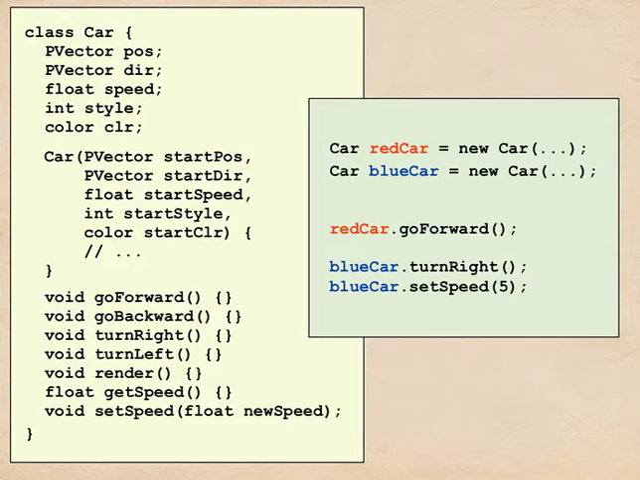Well, this works fine if we want 2 cars, but if we want 1,000 cars, we certainly don't want to be typing all of this stuff. We want to create an array. It turns out that we make an array of objects just like we make an array of anything else. There's really no difference. So let's look at the steps involved in creating an array of objects.